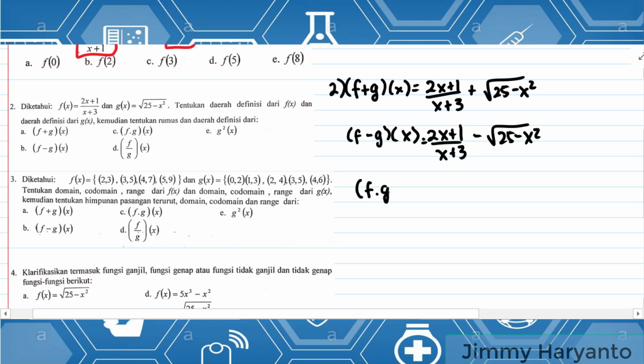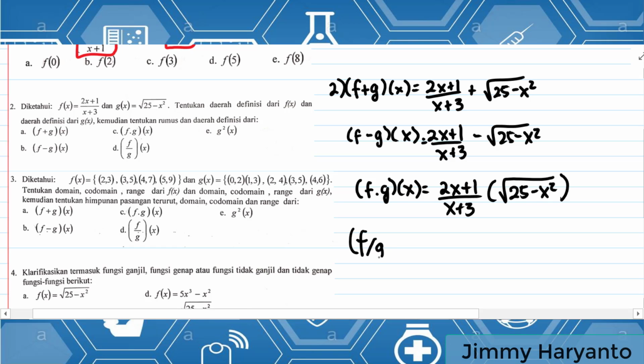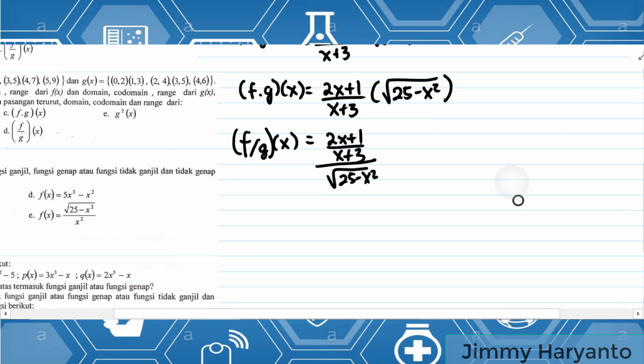Next, f times g. It means you have to multiply, (2x plus 1) over (x plus 3), times the square root of 25 minus x squared. And then for the fourth one, (f over g)(x), you have to divide them: (2x plus 1) over (x plus 3) divided by the square root of 25 minus x squared. You can leave it like that, or maybe you want to simplify it. This one can be simplified like this, with x plus 3 and the square root of 25 minus x squared.